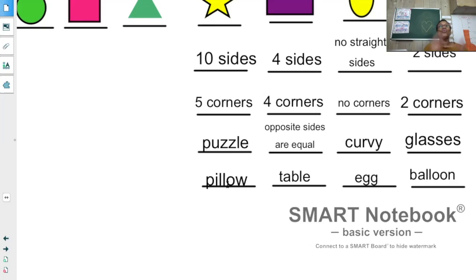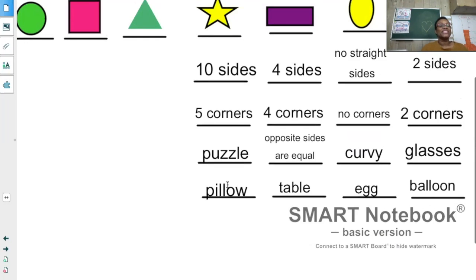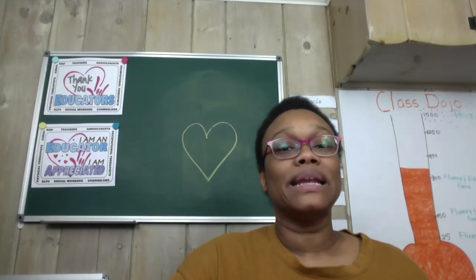Okay, so we have covered all of our 2D shapes that we were going to look at the features for. So we're going to continue to look at these shapes, look at features, do work on these, and we're also going to be introduced to the last four next week. Okay, so that is all that we're going to be covering for right now.